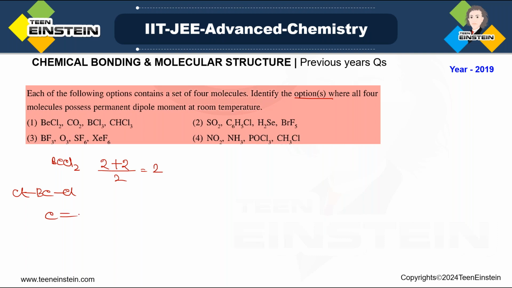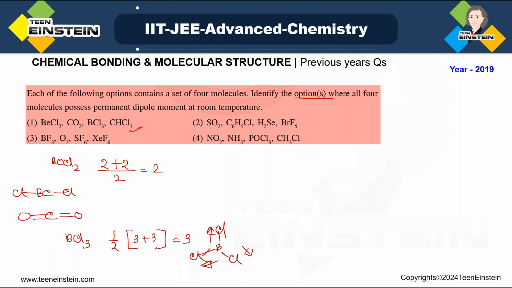Then we have CO2. Now for CO2, this is also linear. For BCl3, steric number you can calculate. For boron it will be 3 monovalent atoms, so 3 means it will be having planar trigonal structure like this. Now again, it is a planar molecule and all the bond moments will cancel each other. The directions will be towards chlorine. So it will be non-polar. So you have to find those sets where all the molecules will have permanent dipole moment.